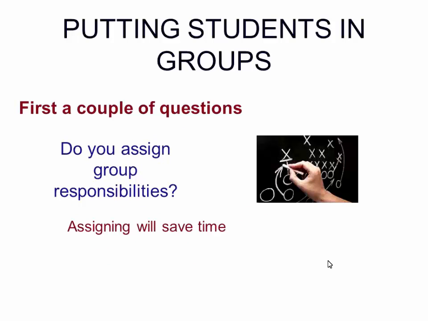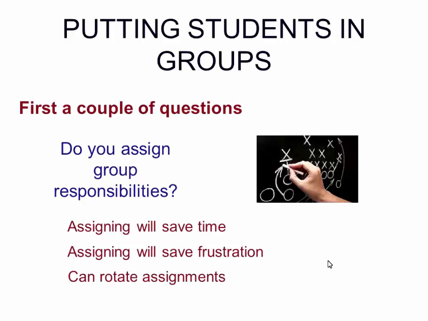How do you assign group responsibilities? There are 2 ways of doing it. Some people say, okay, we're going to be in a group. You're going to be the leader, you're going to be the recorder, you're going to be the information providers, and so on. That will save time, and it'll save some frustration. But I never know if I'm assigning it to the right person. But that is an approach some people use.